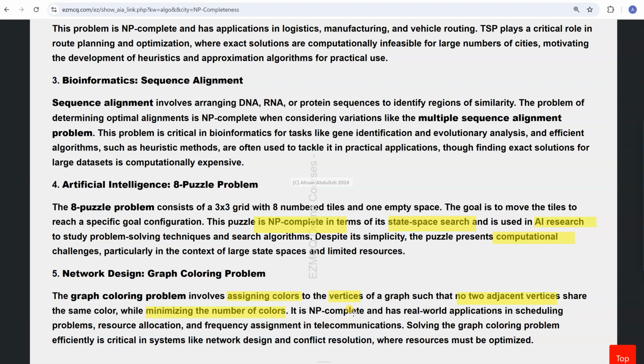Now you must be wondering that graph coloring, traveling salesperson, scheduling, resource allocation, they're very different. Well, they are not different. We will talk about it towards the end of this lecture.